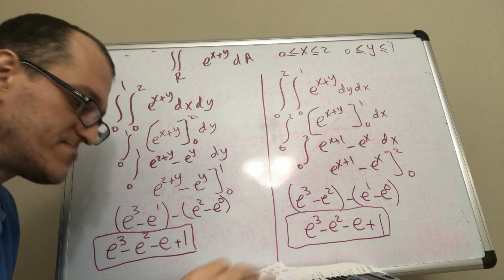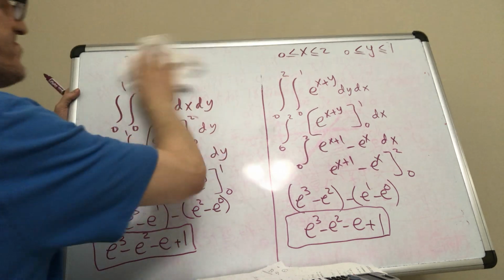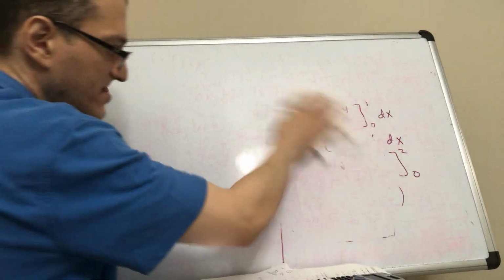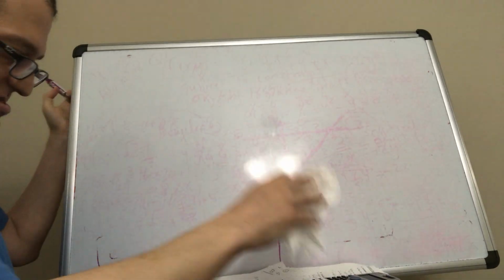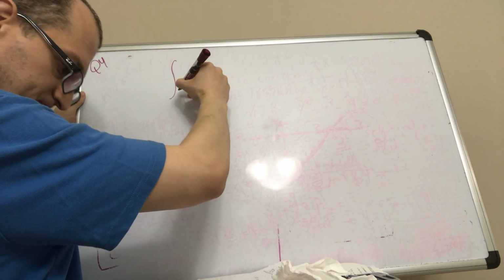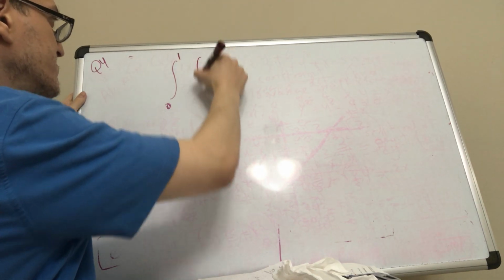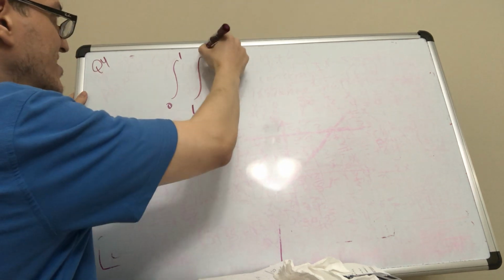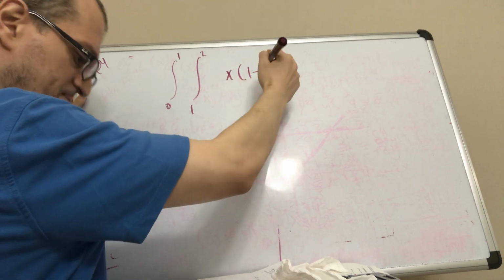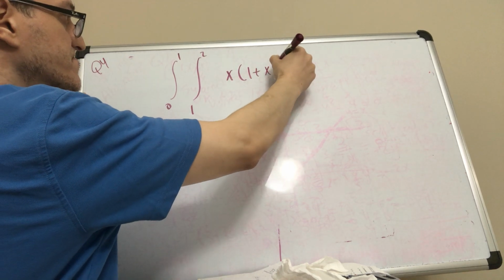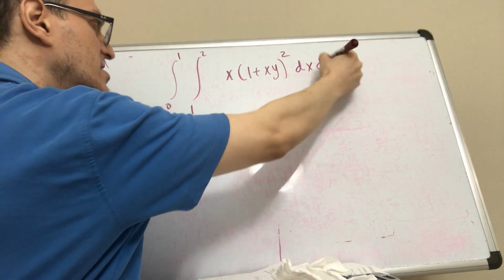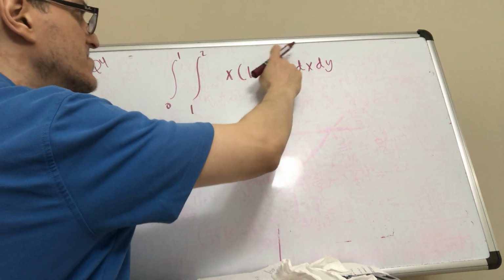The last question is also an integral. That's question 4, sheet B. 0, 1, 1, 2, x outside, and then they want you to do the dx and then the dy. Exponent here is 5.